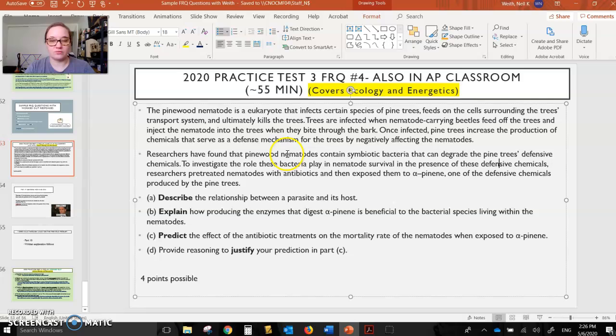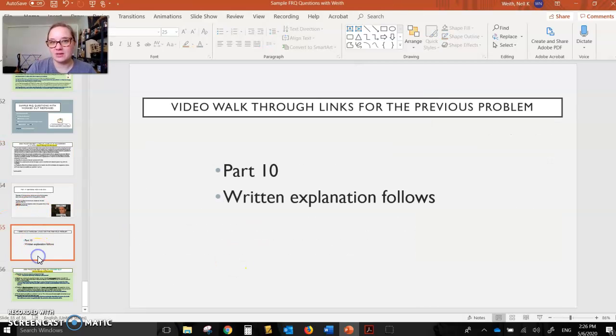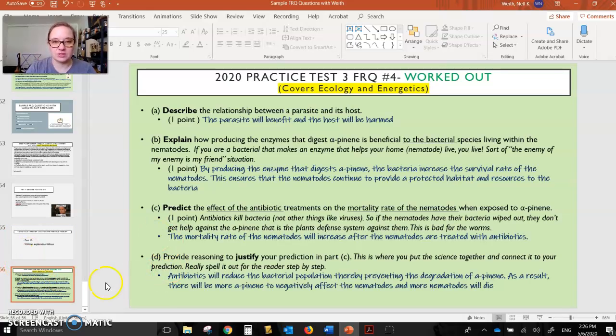So you're describing the relationship, explaining why this enzyme is working, and predicting what happens with the antibiotic treatment, right? You notice in a question 4, they don't show you the experiment results, they just explain what they're going to do. And then you justify your prediction. So now would be a good time to pause the video if you want to go ahead and spend 15 minutes on this yourself. That's what this slide is for. Here's a link for the video, and here's our answer.